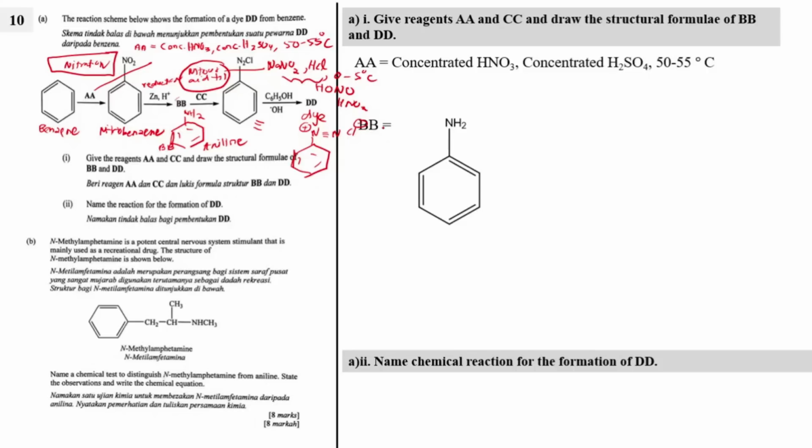And therefore for BB, we're going to write the aniline. And then for CC, it is a nitrous acid test where we're going to write NaNO2, HCl at 0 to 5 degrees Celsius.